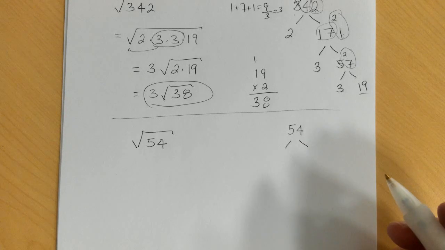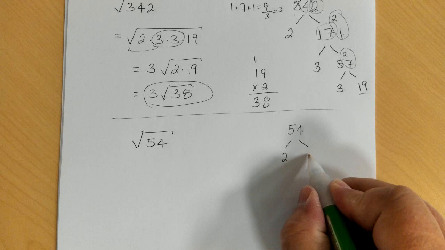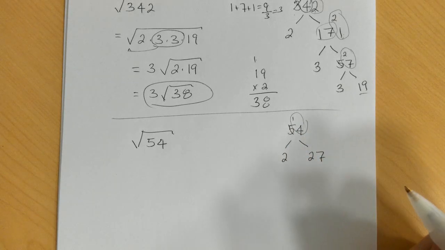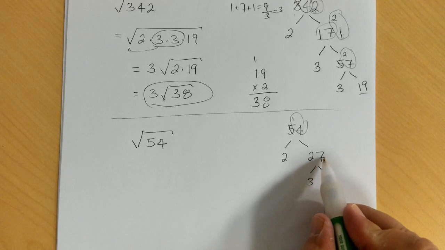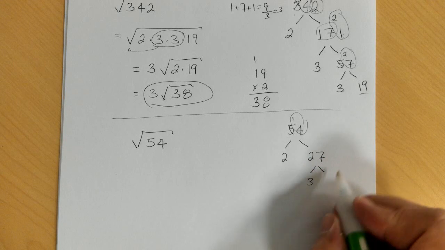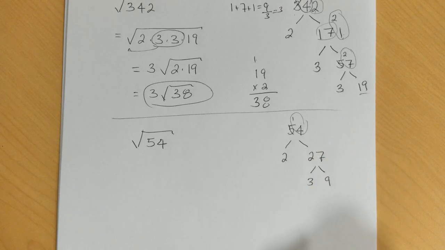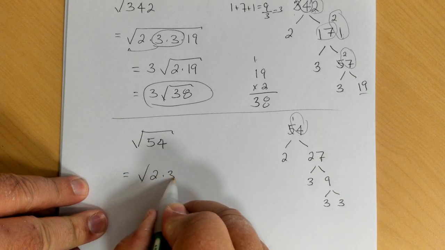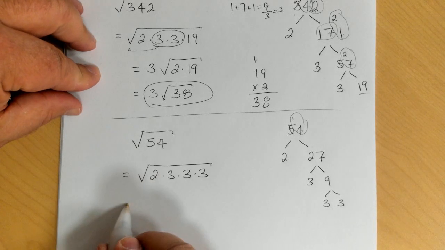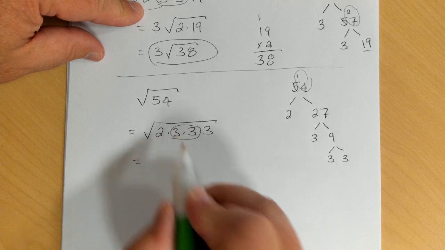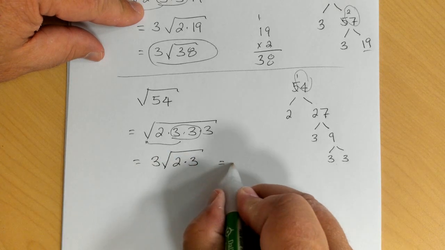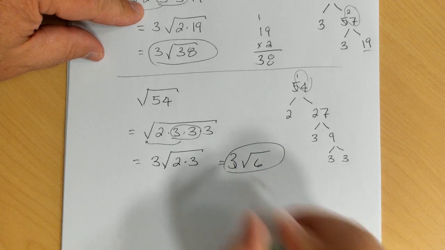So what number do we know goes into 54? Two. Two goes into 5 how many times? Two, with one left over. Two goes into 14, 7. Seven. We know what number goes in there. And we know 3 because 2 plus 7 is 9, so we know 3 goes in there. 3 goes into 27 how many times? 9 is 3 times 3. So we have 2 times 3 times 3 times 3. You see a pair, so we take it out. And what's left inside is 2 times 3, which is 3 root 6, right?